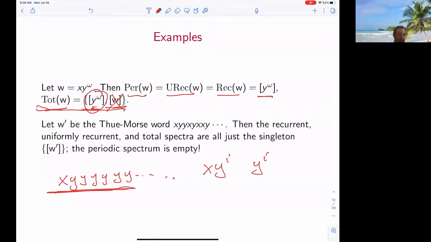Another example is the Thue-Morse word, which we all know. And we know this is uniformly recurrent. So what you can show is that the recurrent, uniformly recurrent, and total spectra are all just the class of the Thue-Morse word. And the periodic spectrum is empty because this is a cube-free word, so it can't have any cubic factors.